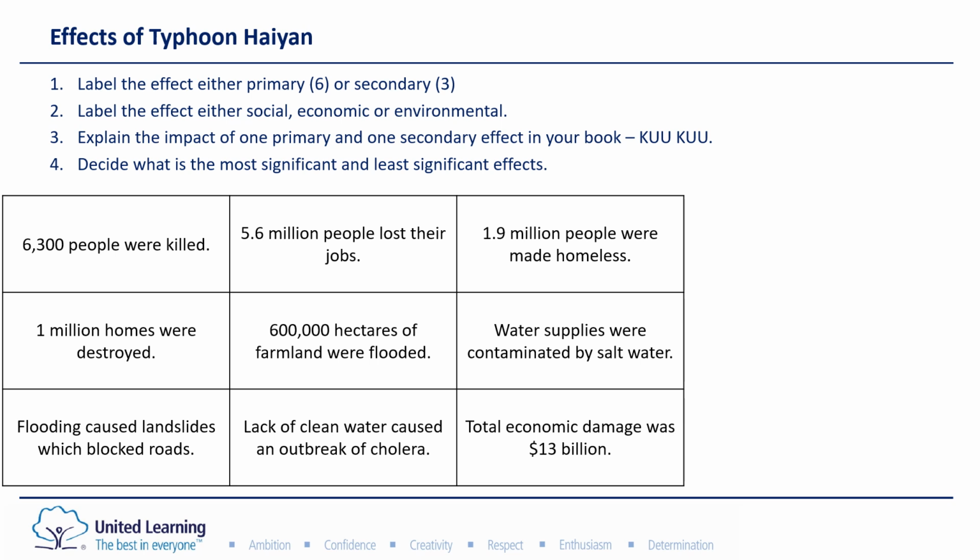So that's where you do KU, so that might be where you write down 6,300 people were killed. This means there's less economically active people, which means the government gets less tax, therefore they have less income to repair the Philippines. And then I want you to decide what is the most significant and least significant effects. So I'll pause it here and let you crack on with that.